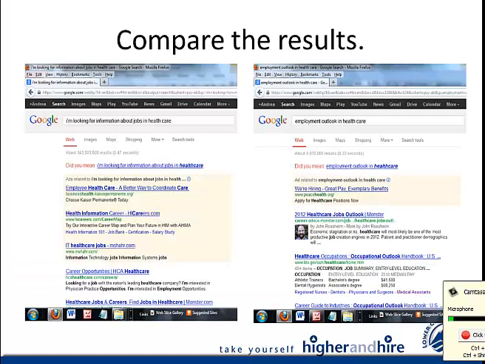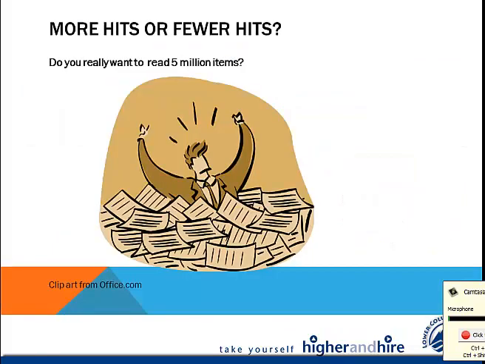See what happens when we compare 2 of these searches. The initial search, I'm looking for information about jobs in healthcare, gives us 541 million hits. Employment Outlook Healthcare gives us 4 million. Careful word choice matters. Why do you care about more hits or fewer hits? Do you really want to read 5 million items?